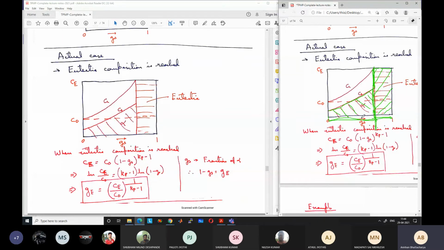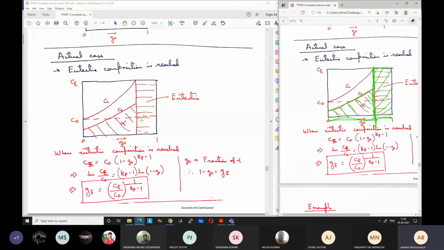Okay, so I can write 1 minus GS is equal to GE, which is the fraction of eutectic. So instead of ln (1 minus GS), I can write ln GE. So by removing the log, we can write this as GE is equal to (Ce by C0) whole to the power 1 by Kp minus 1. Okay. So this is the fraction of eutectic, and similarly you can find the fraction of alpha phase, which is 1 minus fraction of eutectic. So if you know the eutectic concentration, we will be able to find out the volume fractions of eutectic and alpha phase, or at what point the alpha phase solidification finishes and eutectic solidification starts.